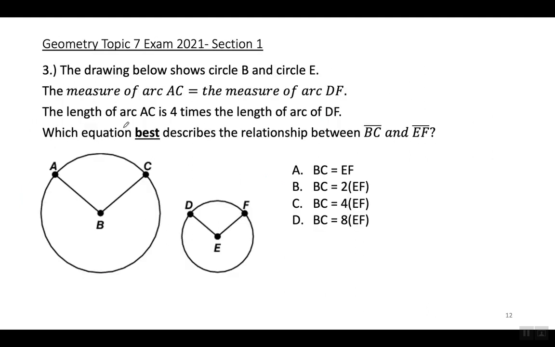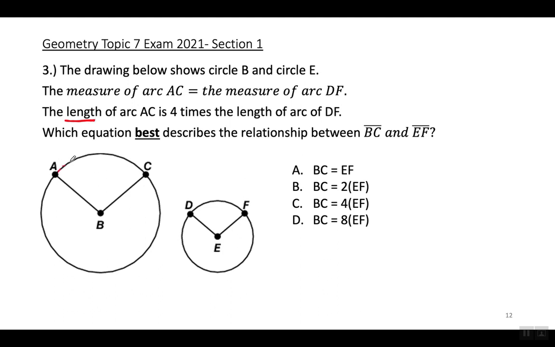Question number 3. The drawing below shows circle B and circle E. The measure of arc AC equals the measure of arc DF. What that means is, for example, let's say arc AC is 80 degrees. This is just a random number that I'm putting there. Then arc DF would also be 80 degrees, all right? However, now look what it says. The length, the measure is different from the length.